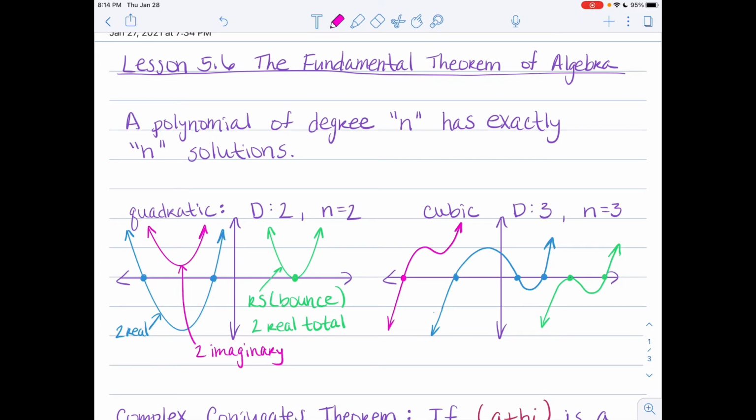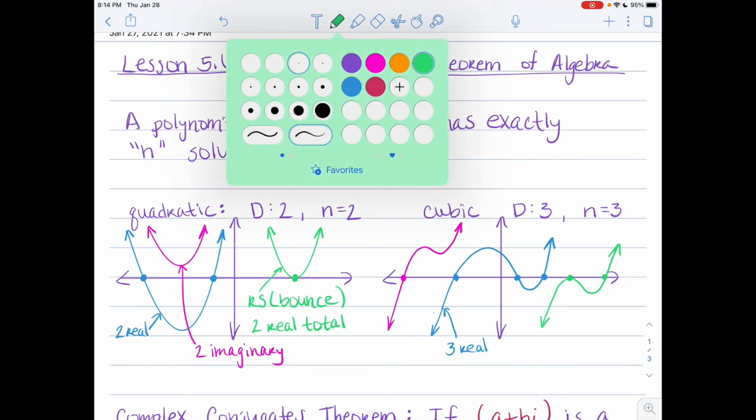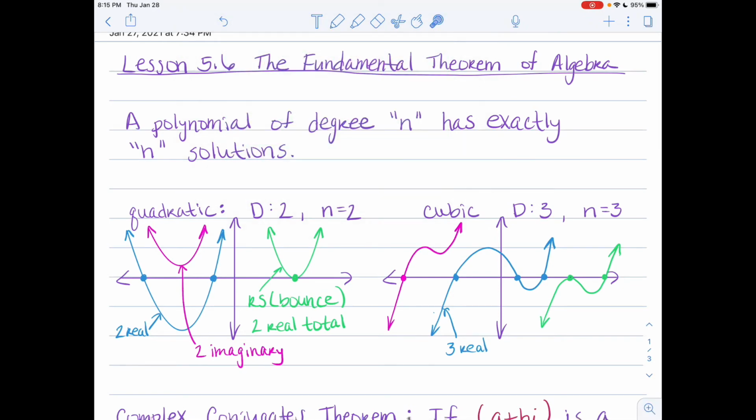Let's look at the same types of cases over here on the cubic. So cubic, degree of 3, so we have 3 solutions. On the blue one, we can see 3 dots physically on the graph, so that's going to be easily labeled as 3 real solutions. The green, I see 2 dots, but again, one of those bounces right here.